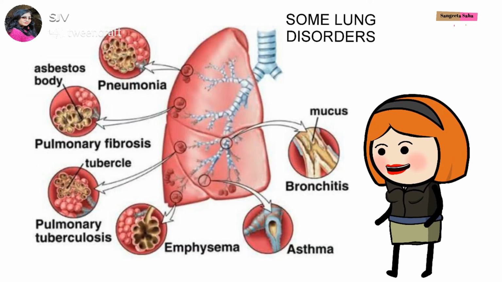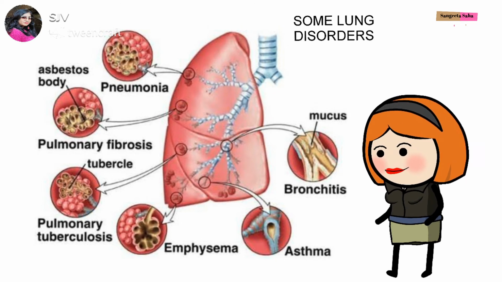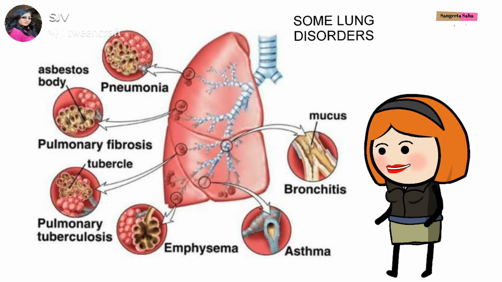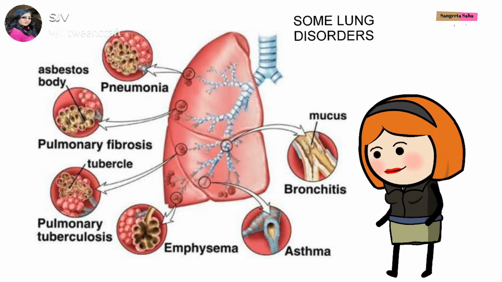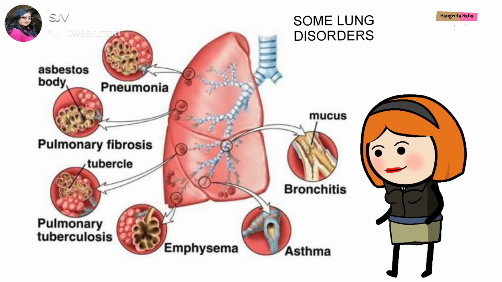Now let's discuss some lung diseases that might occur if the lungs are not properly taken care of. One of the most common diseases of the lungs that occurs due to excessive smoking is emphysema. Here, the air sacs in the lungs become damaged and stretched. As a result, there is chronic cough and also difficulty in breathing.